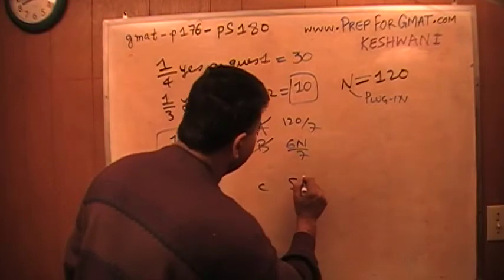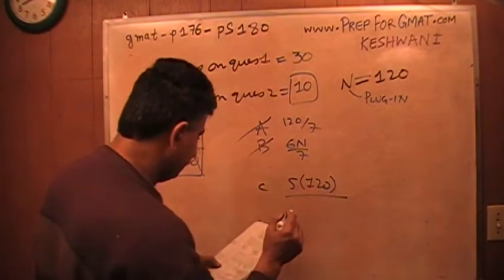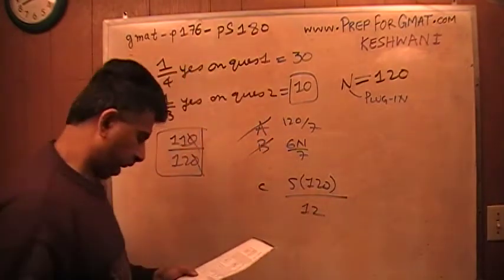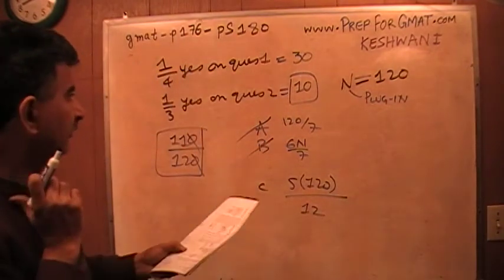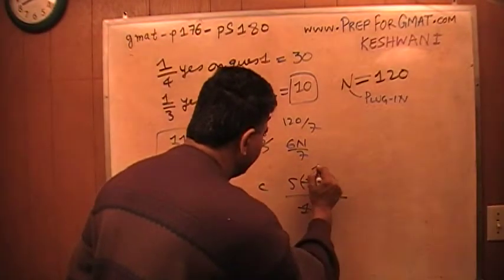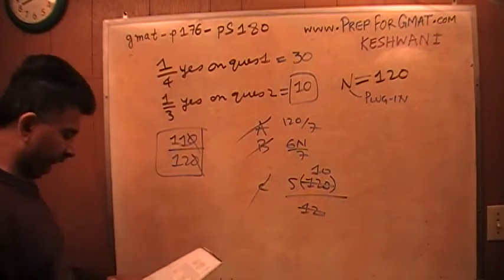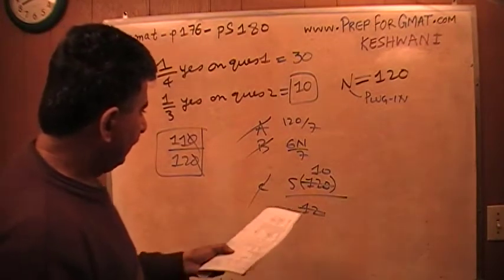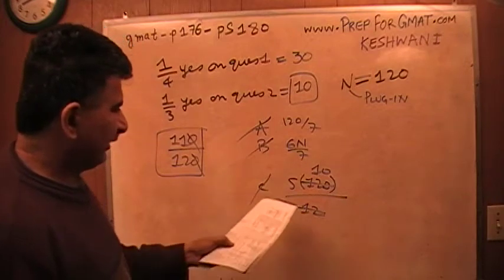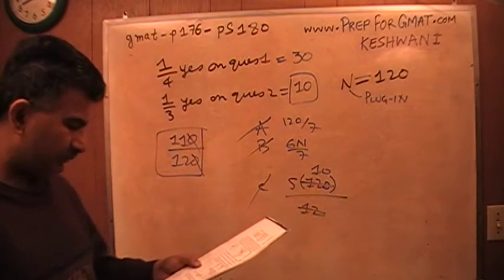5 times n, which is 120, over 12. 5 times n, where n is 120, over 12. 12 goes into this thing 10 times. That's just a round number, 50. I'm looking for something that gives me 11 over 12. And I shouldn't have wasted my time, I just realized, because that 5 times whatever that is, that's not going to turn into 11. I don't know why I did that.